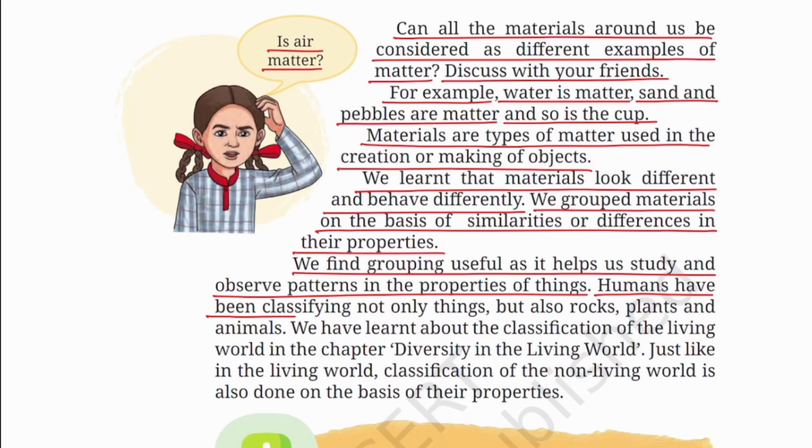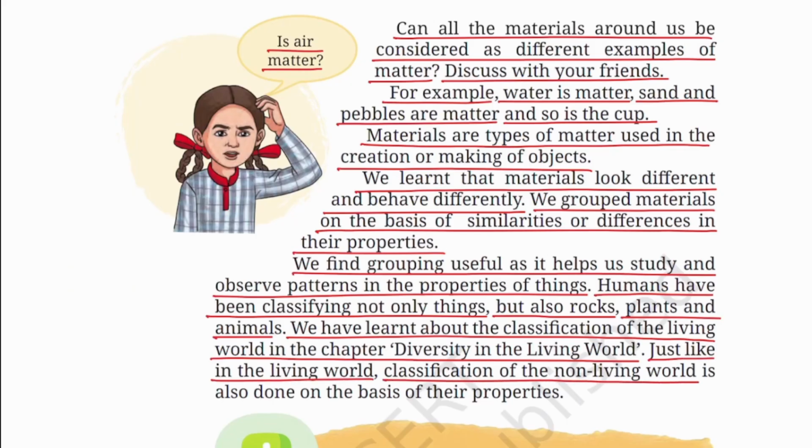Humans have been classifying not only things but also rocks, plants and animals. We have learnt about the classification of the living world in the chapter Diversity in the Living World. Just like in the living world, classification of the non-living world is also done on the basis of their properties.